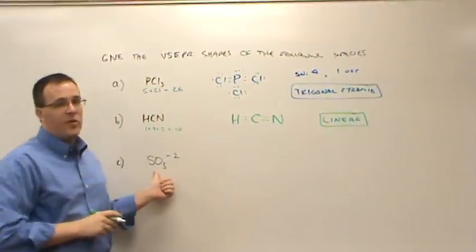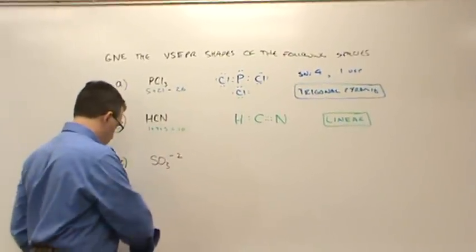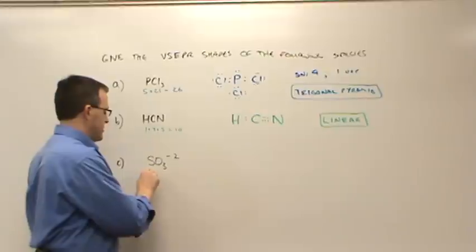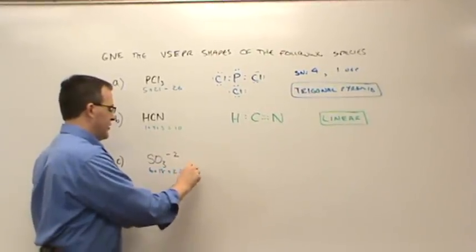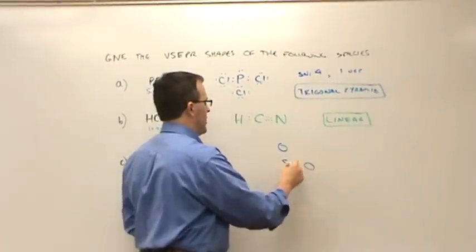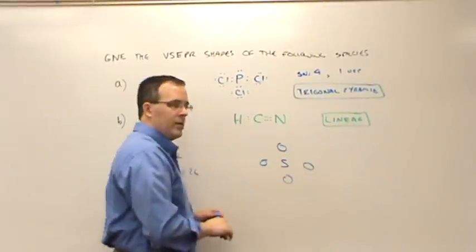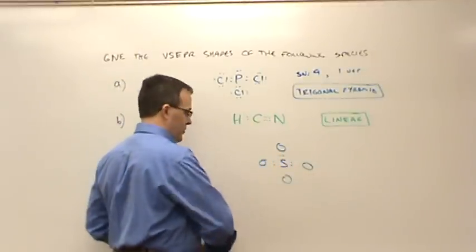And finally, the sulfite ion, SO3 2 minus. Count up our total number of electrons. We've got 6 plus 18 plus 2, which is a total of 26. I'm going to put the S in the center and put the O's around the outside. Now I need to start putting my bonds in. 2, 4, 6, too many O's.